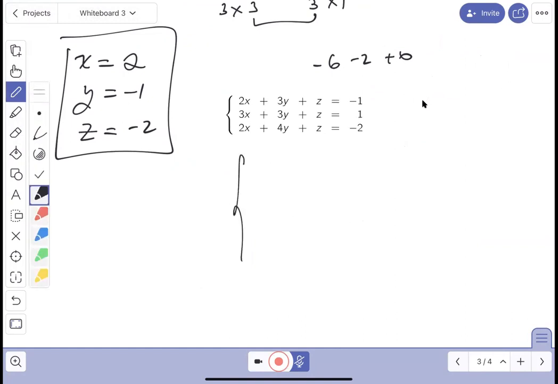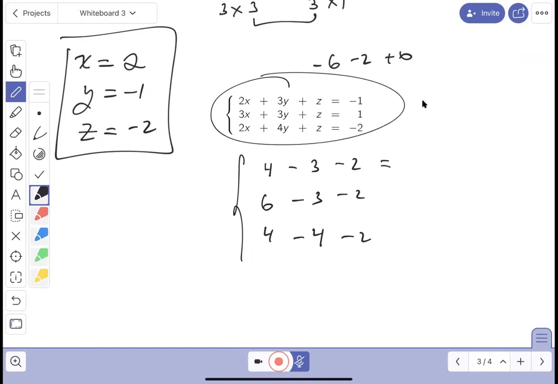It would be, let's see, if x is 2, that would be 4, 6, and 4. Now, if y is minus 1, what would it get? Minus 3, minus 3, minus 4. And if z is minus 2, I would just get minus 2, minus 2, minus 2. All I'm doing is looking at this and seeing if it's true. We'll look at the key later. Is this minus 1? Is that 1? Is that minus 2? Well, let's see if it is.